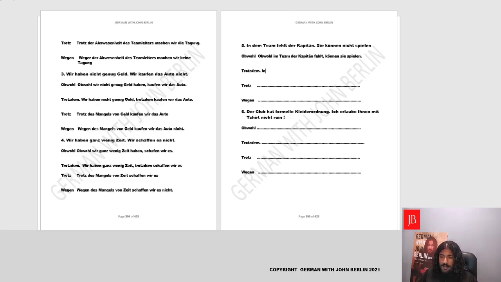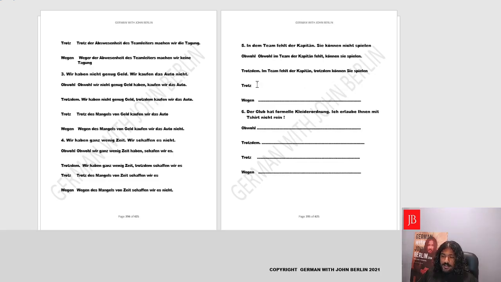That means im Team fehlt der Kapitän. Yes. Very good. Im Team fehlt der Kapitän, trotzdem, nonetheless, können. Very good. Trotzdem können Sie spielen. Perfect. You can play. So in the team, the captain is missing. Nonetheless, you can play. Yes.